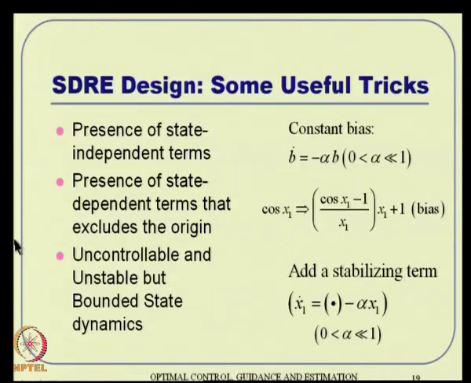Okay. Then what happens for uncontrollable and unstable but bounded state dynamics? In those situations again you can introduce a term like this: to whatever existing x1 dot is there, you just add minus alpha times x1, where alpha is again a small number. Then when x1 goes larger and larger, even though alpha is small, x1 dot is largely dictated by this term. It prevents x1 from becoming very large. So, these are some of the tricks suggested in the literature to handle it within the SDRE framework actually.